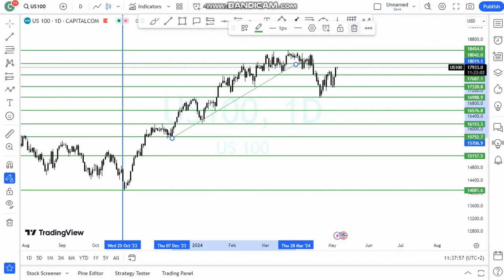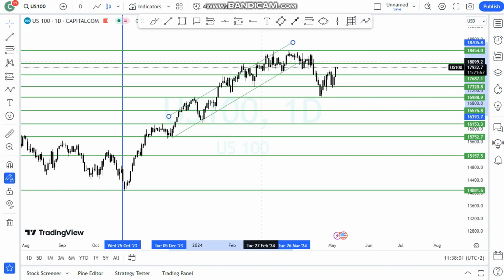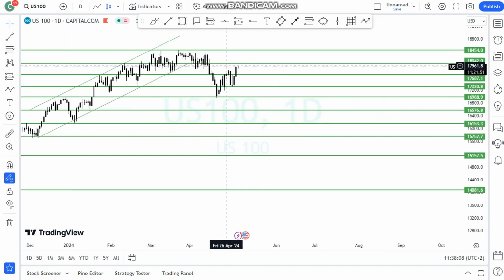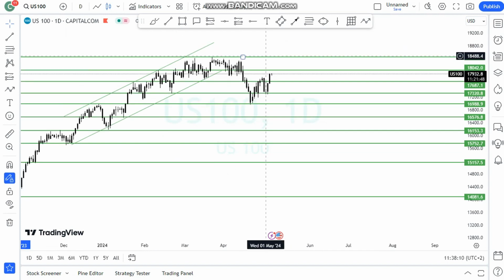I'm going to pull down my support line, clone it, and then I'm going to have a resistance line. Boom, there we go. So the market has been in an uptrend for a little while, and then it came down, say a correction, whatever it may be.